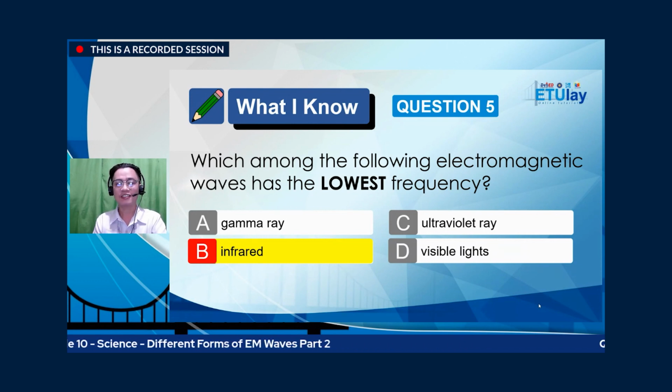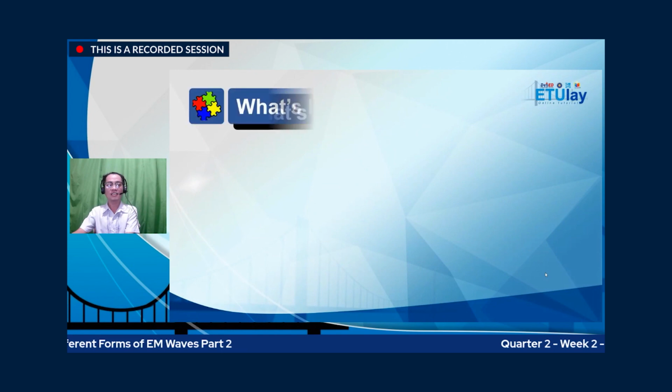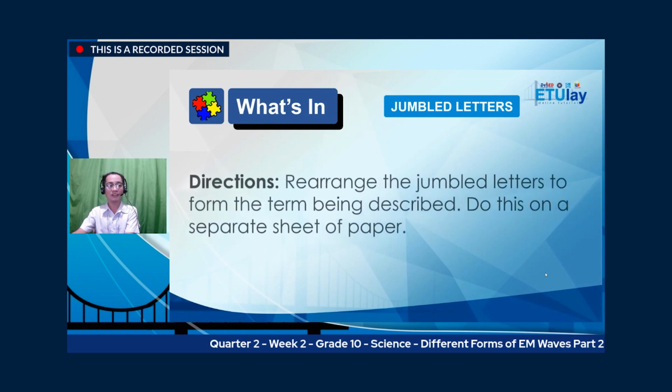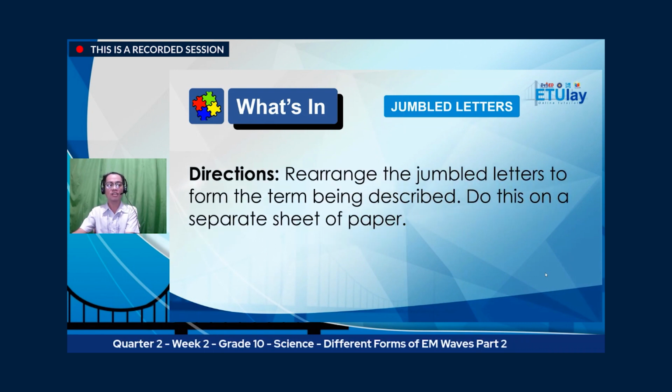Congratulations, Science 10 learners. Now, let us proceed to the next part of our SLM. This is What's In, jumbled letters. Narito ang mga directions. Rearrange the jumbled letters to form the term being described. Do this on a separate sheet of paper.